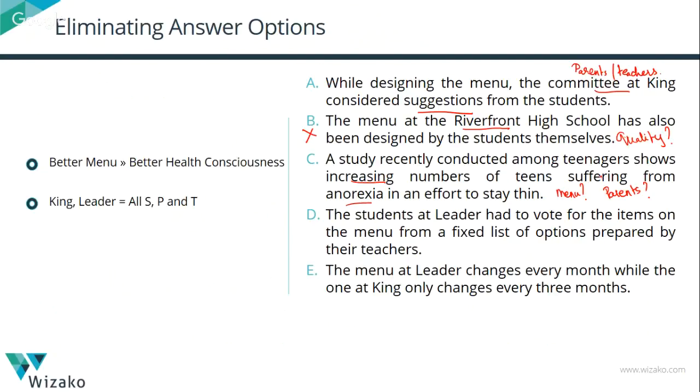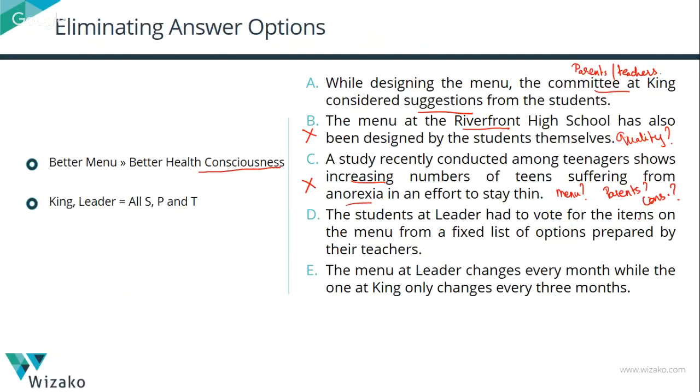Maybe they are aware of what's healthy, but they still want to reject it because they want to stay super thin. All that we are talking about in the argument is not about whether they have healthy lifestyles and practices, but about whether they are health conscious. Maybe the teens are health conscious and still suffering from anorexia. We don't know for sure. Consciousness has not really been discussed in this particular answer option, and that's why C is out.